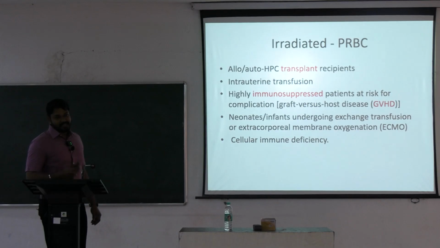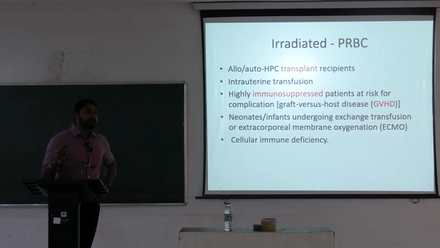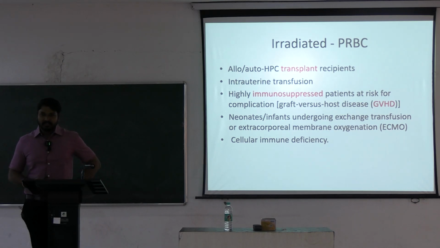What is irradiated PRBC? Any idea? Any blood product, when you try to transfuse, can cause an antigen-antibody reaction, because plasma has antibodies. This is normally considered when the donor's blood is transfused into a patient's body. The patient's body has plasma, and that plasma will have antibodies. That antibody will go and try to attack the red blood cells of the donor.